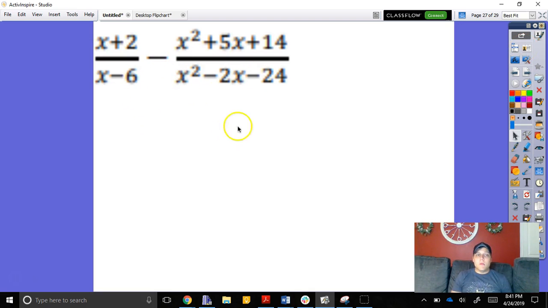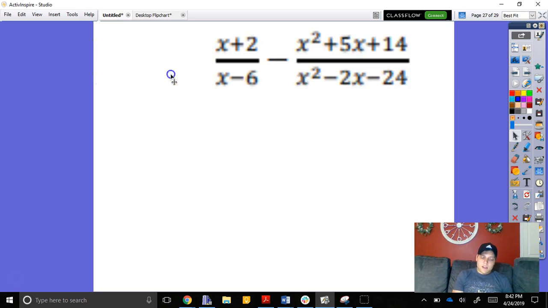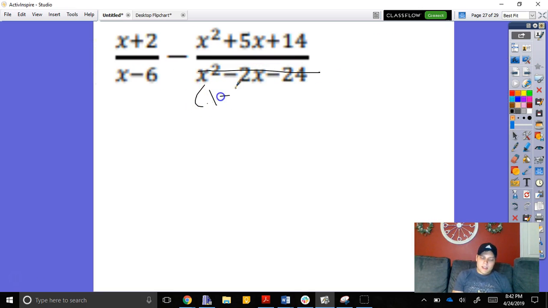Alright, so let's look at this problem right here. This is going to be our last problem we're going to do in this video. And I'm going to do this problem kind of quick. So first thing we have to do, we realize that these denominators are not the same. So the first thing I'm going to do is factor this denominator to see what factors it might have or share with this denominator. So, this guy, factors to x minus 6 times x plus 4.